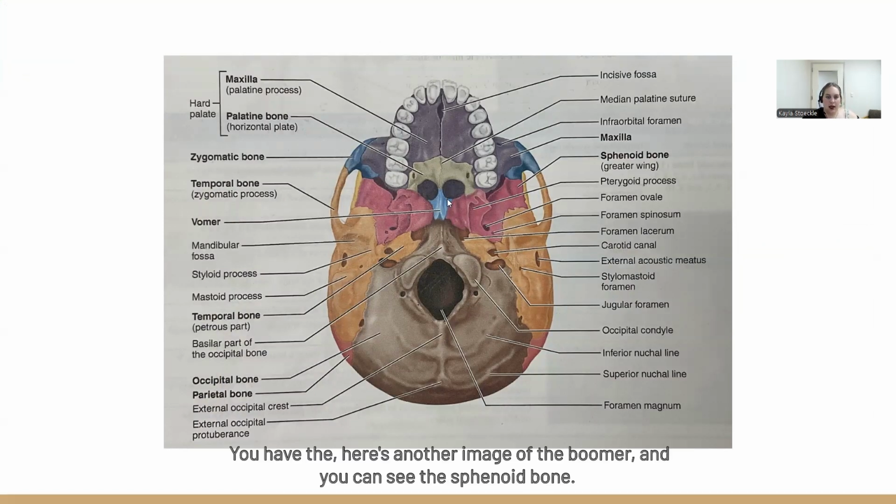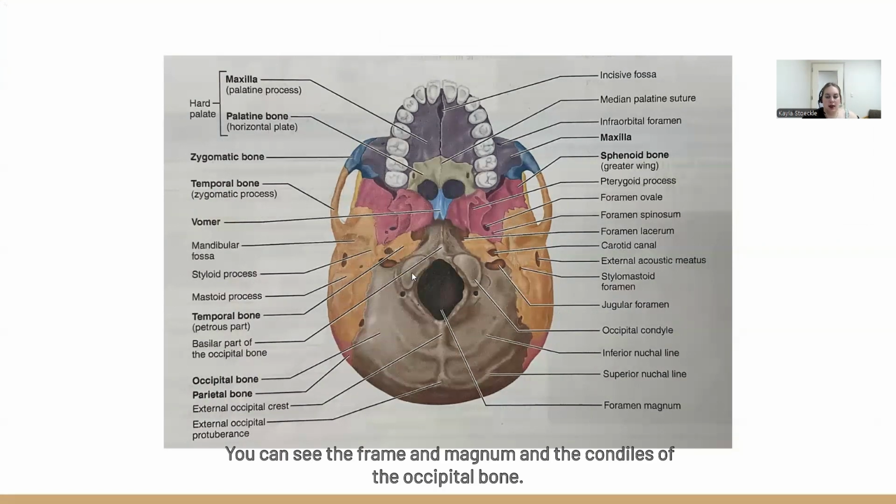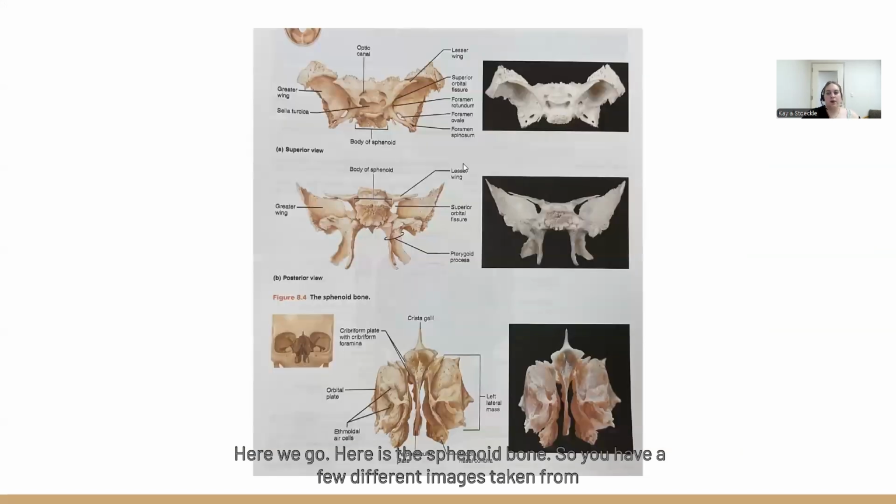Here's another image of the vomer, and you can see the sphenoid bone. You can see the foramen magnum and the condyles of the occipital bone. And you can see some other structures as well in this image. Here we go. Here is the sphenoid bone. So you have a few different images taken from different directions of the sphenoid bone.